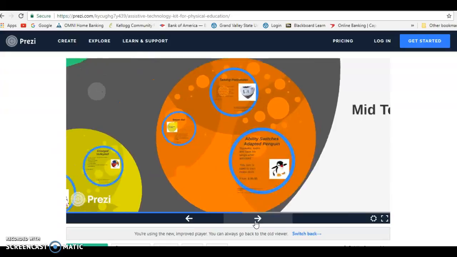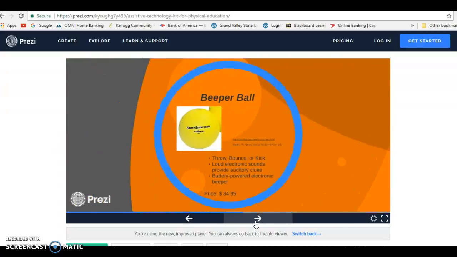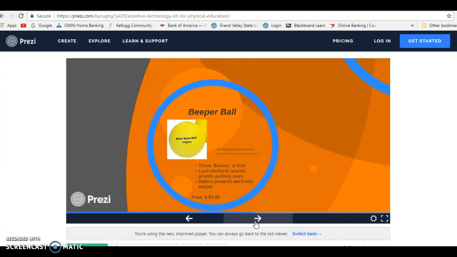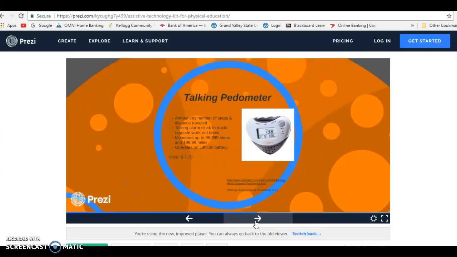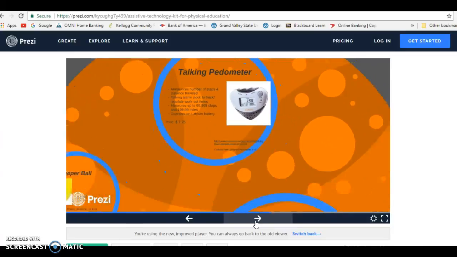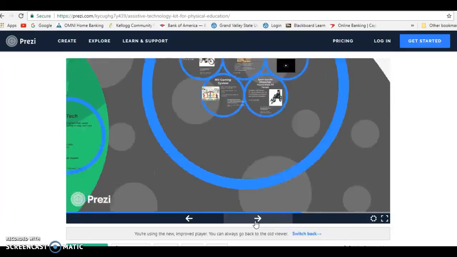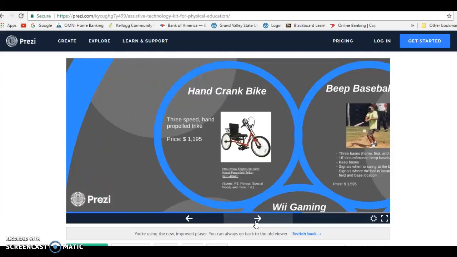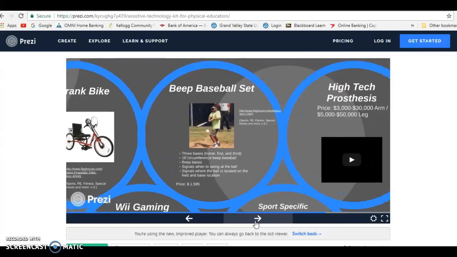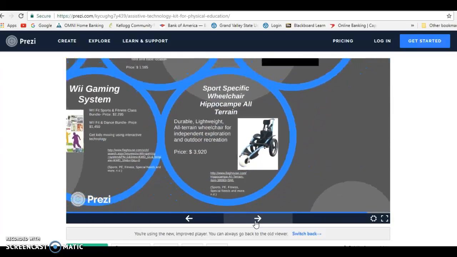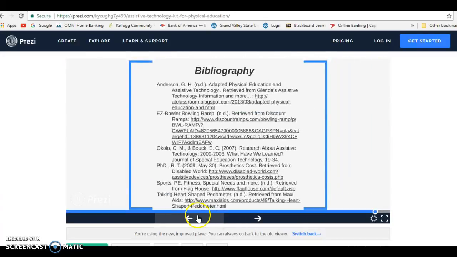For the mid tech, you can have a beeper ball for the hearing impaired. You can have a talking pedometer for the seeing impaired. And also for high tech, you can have a hand crank, the beat baseball, wheelchair, and the Wii games.